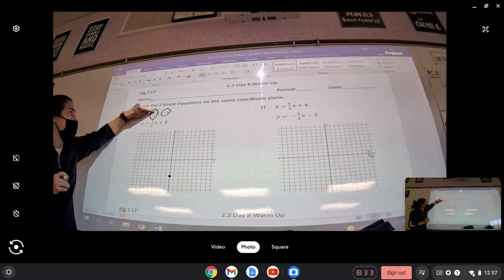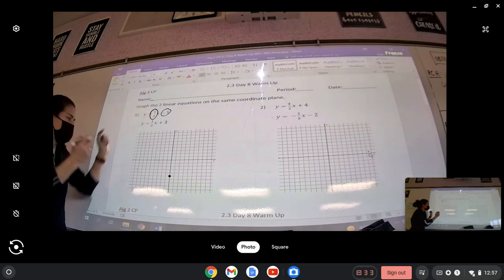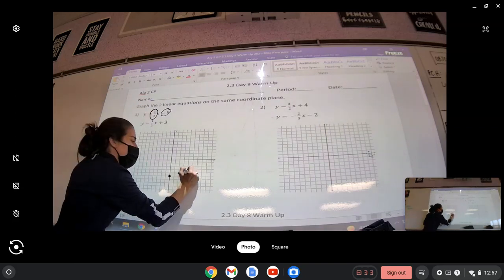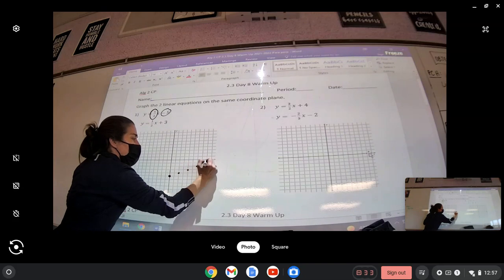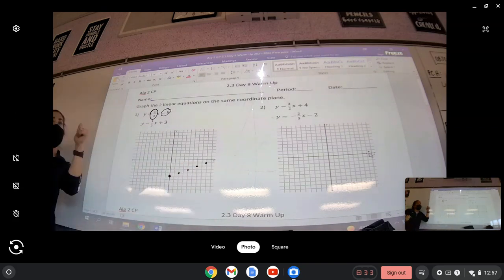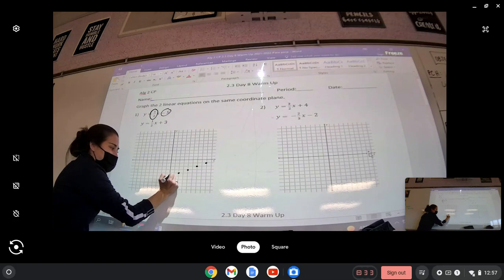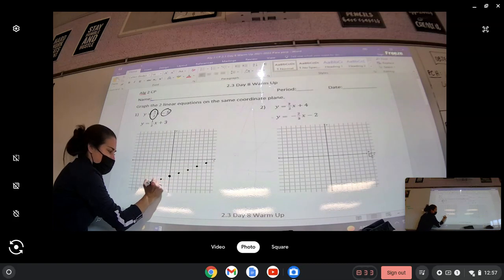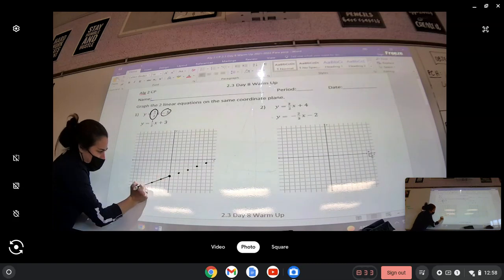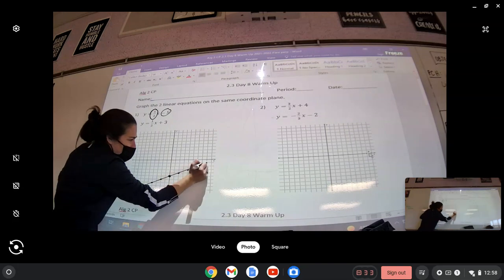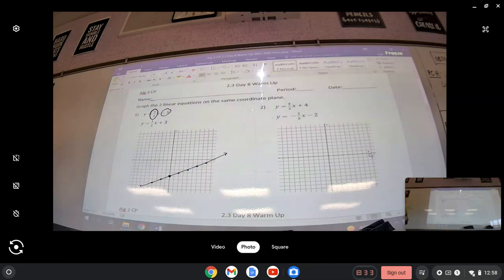So we're going to rise up 1, and we're going to run to the right 2. Up 1, right 2. And we're going to keep doing it for as long as we want. I can also go the other way by doing the exact opposite and going down 1 and left 2. Perfect. Connect your dots in the straightest line possible, and there's the graph of that line.